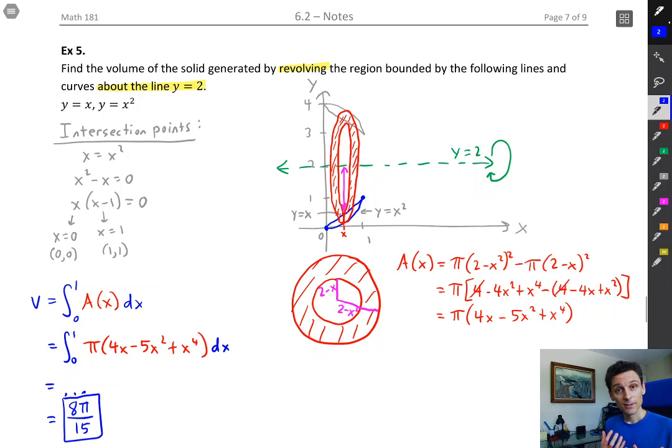All right, so that was a good example of rotating a region about another kind of line, y equals 2 in this case, as opposed to just the x or the y axis. And we had washers going on, so very interesting example.